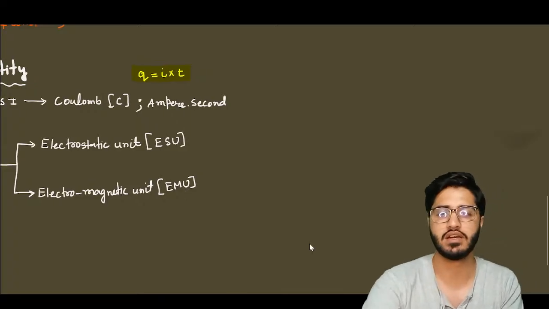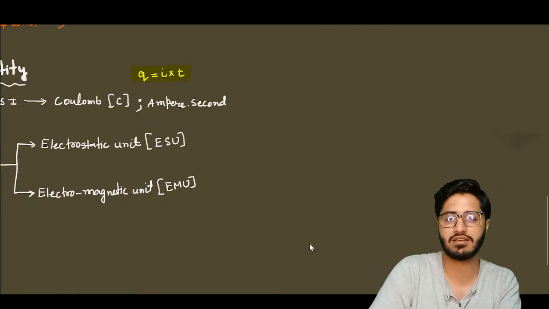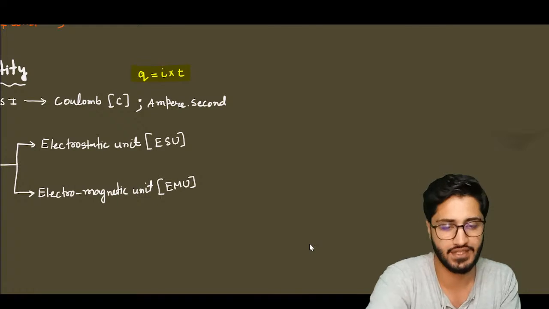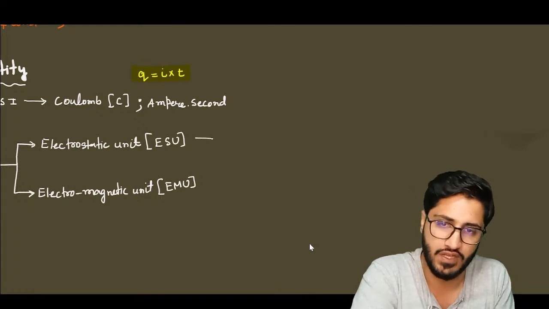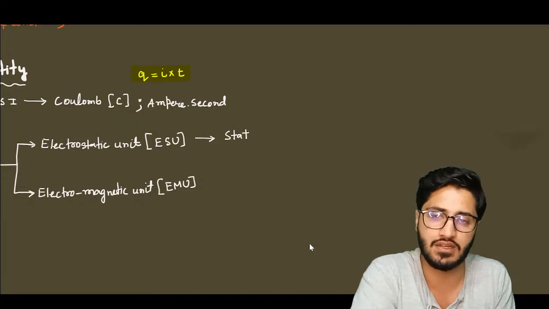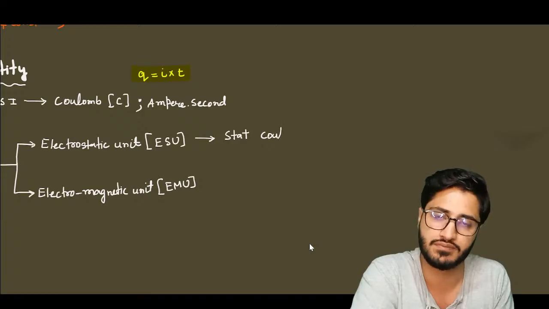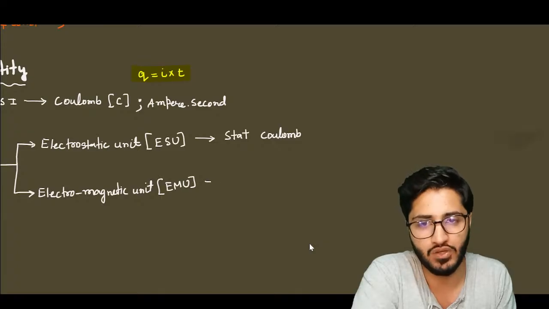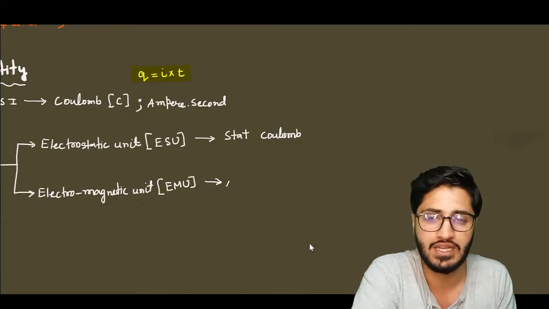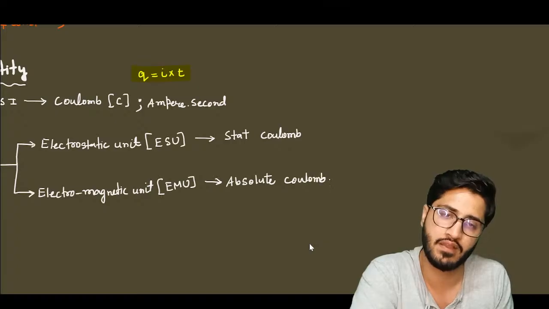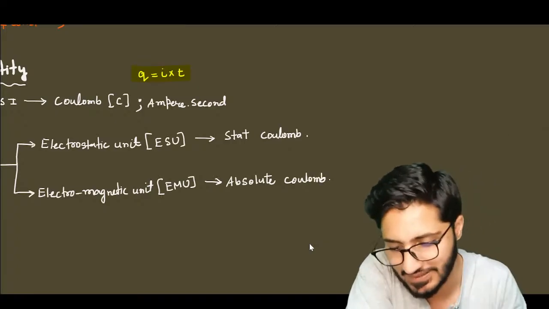Now, what is ESU? It is a system of units for charge in CGS. In this particular system, we measure the charge in stat coulomb. And in the electromagnetic unit, we measure the charge in what? Absolute coulomb. Done, na beta?